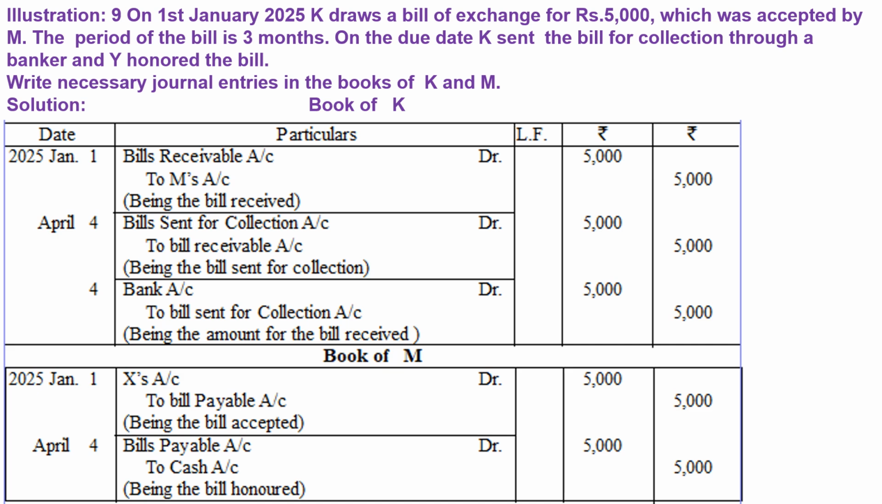Illustration 9. On the 1st of January 2025, K draws a bill of exchange for 5,000 rupees, which was accepted by M. The period of the bill is 3 months. On the due date, K sent the bill for collection through a banker and M honored the bill. Write necessary journal entries in the books of K and M. Solution. Journal entries are presented here.